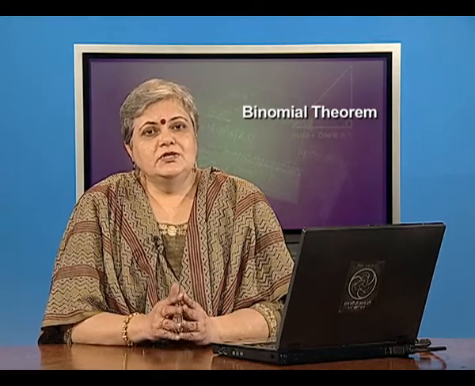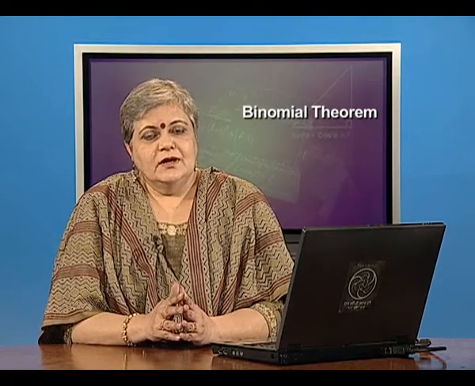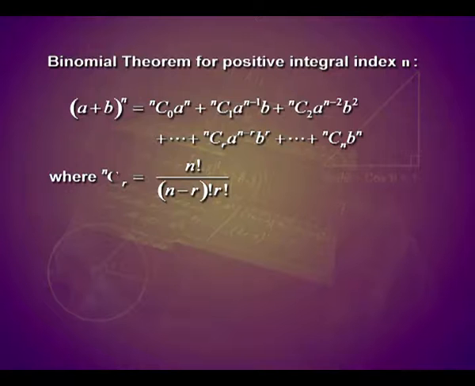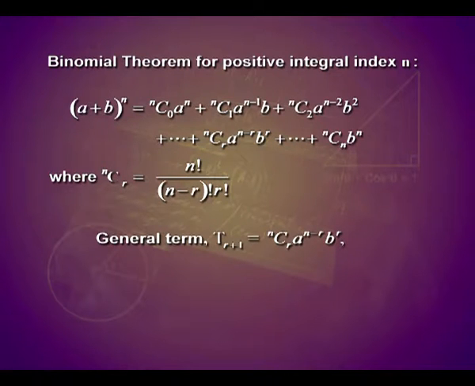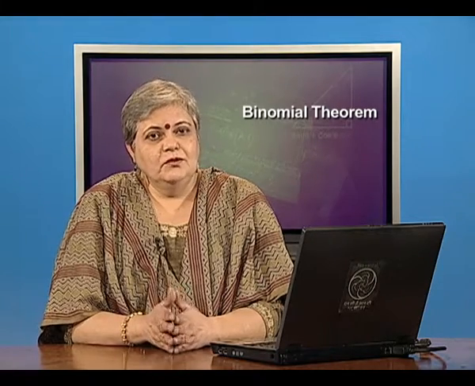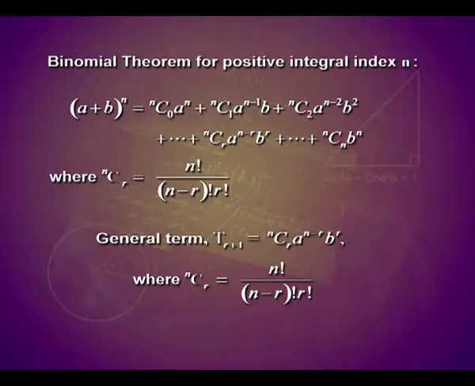Now, what do we mean by the general term of a binomial expansion? When I am looking at the general term in this expansion, it is nothing but the r plus 1th term, and that has the value nCr a to the power n minus r into b to the power r. The r plus 1th term will have the binomial coefficient nCr, and we are looking at the expansion written where we are decreasing the powers of a and increasing powers of b as we expand.